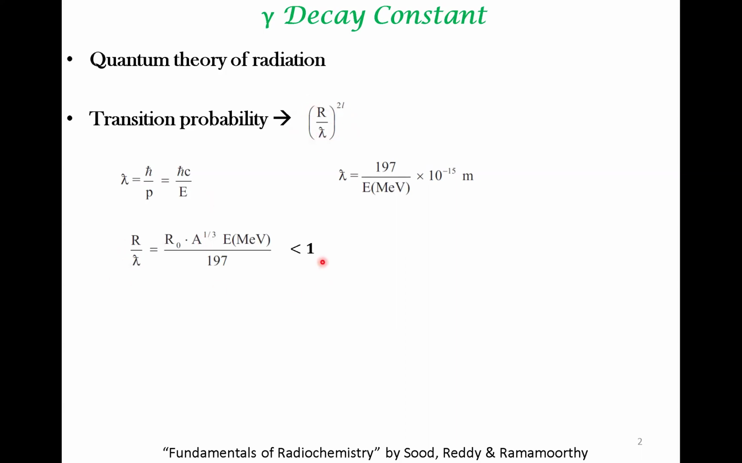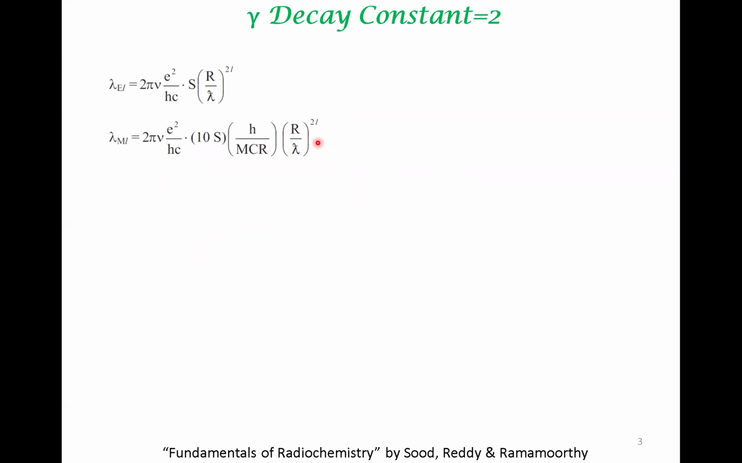When R by lambda is less than 1, this mathematical nature of transition probability suppresses the generation of multipole radiation with higher L. So if this is a quantity less than 1, as you increase the power, the transition probability will become lesser and lesser. So that is one mathematical justification why you don't see higher multipoles, even though it is theoretically allowed.